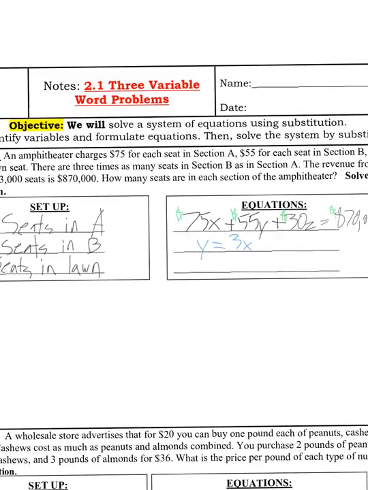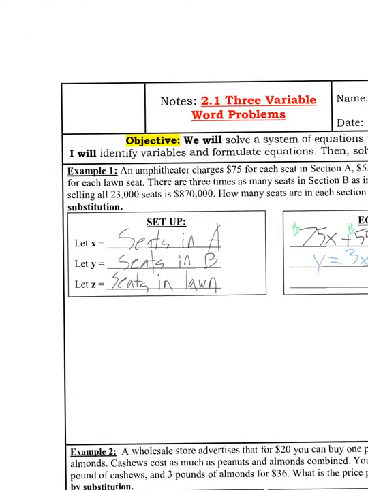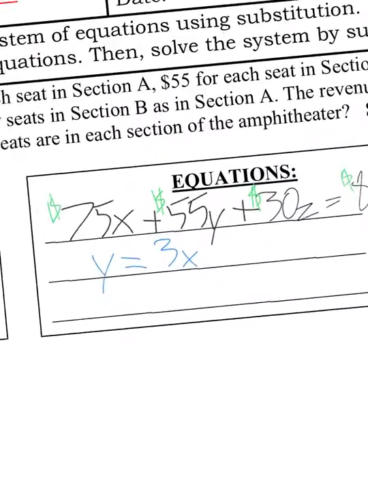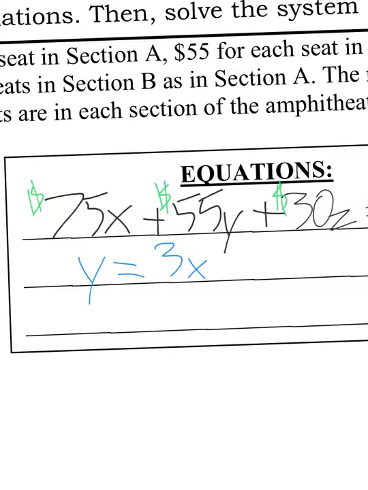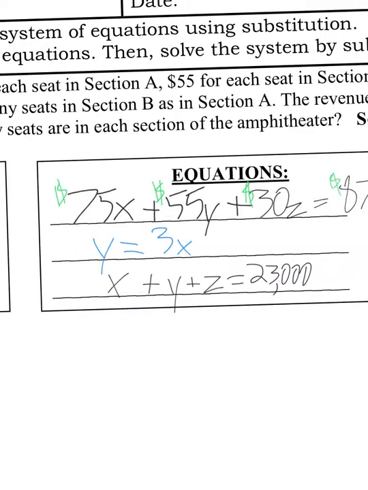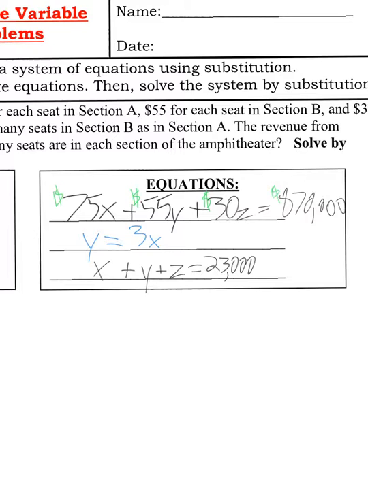And then the last equation, it's just this. It says if they sell all 23,000 seats, all 23,000 is key. What kind of seats do they have? They have seats in section A, seats in section B, and lawn seats, and they're going to sell 23,000 of those total at this venue. Okay, so now we've got our 3 equations.